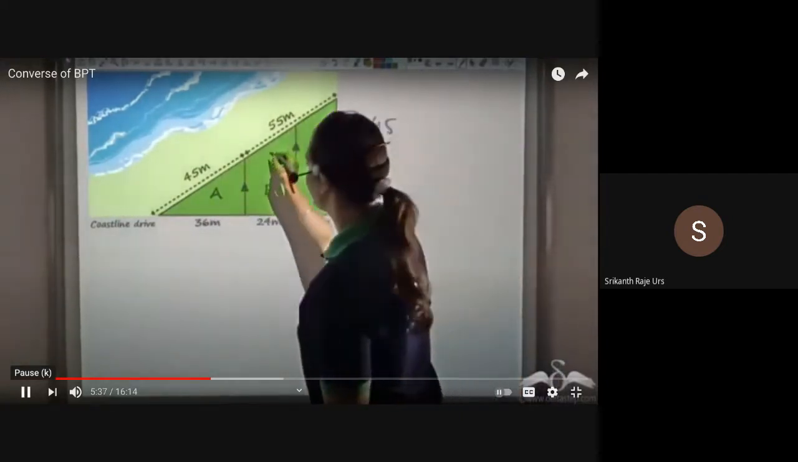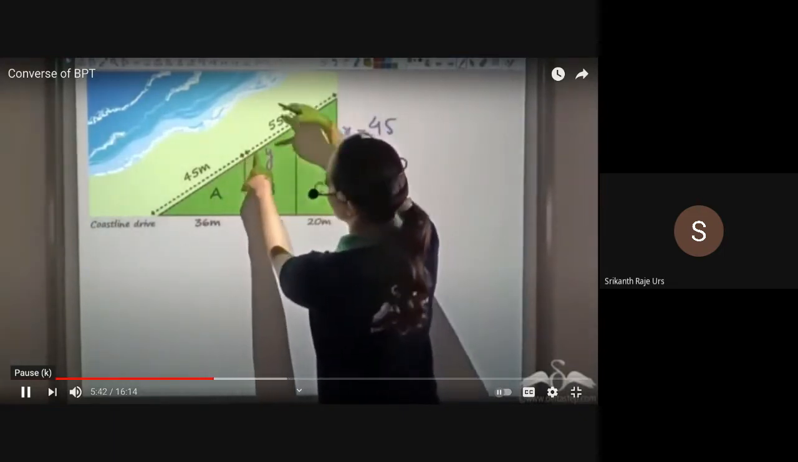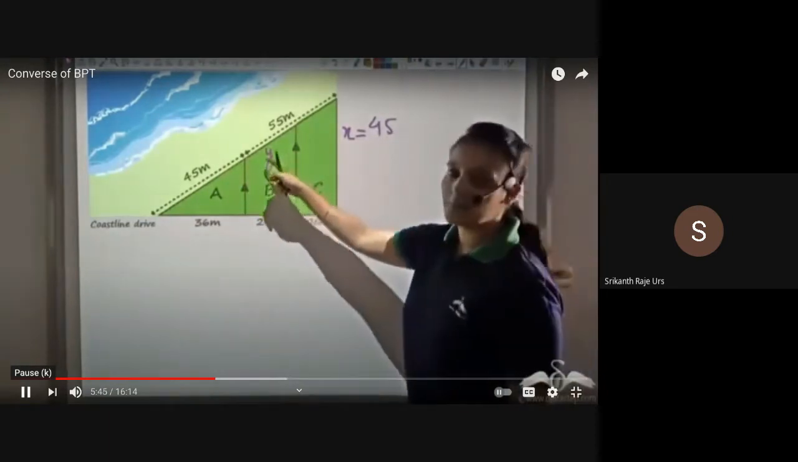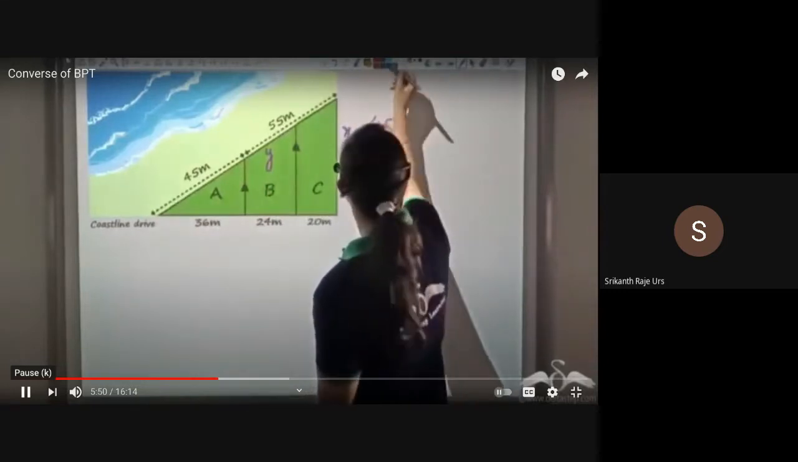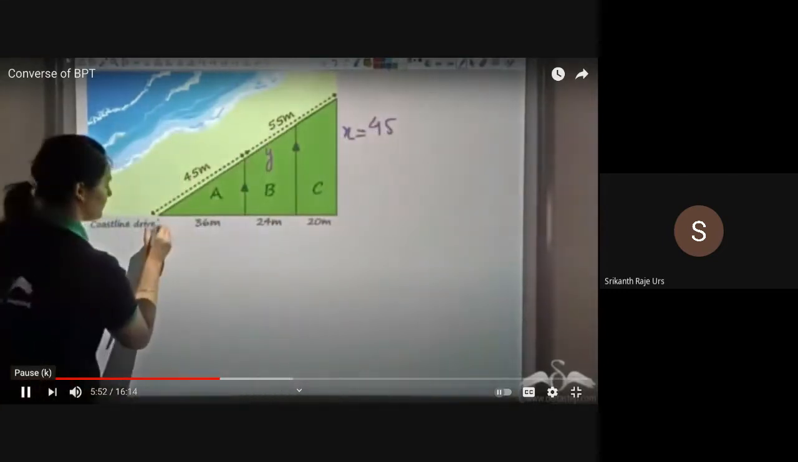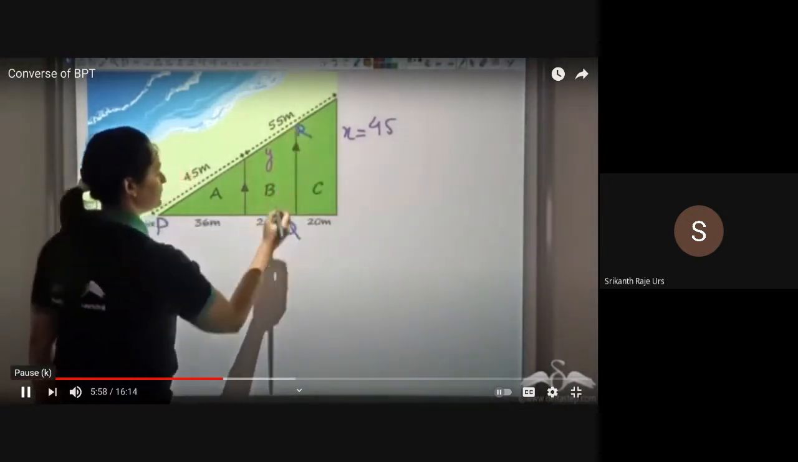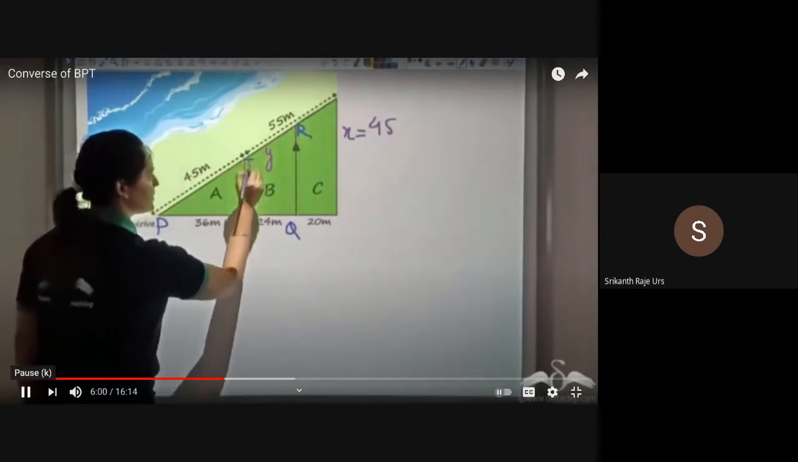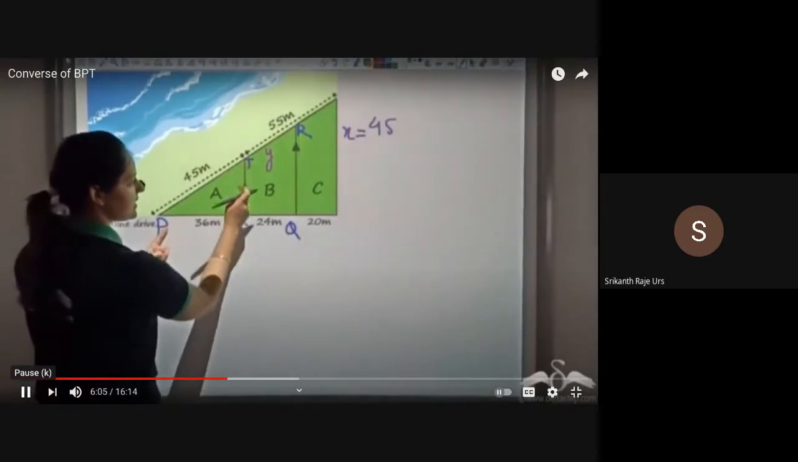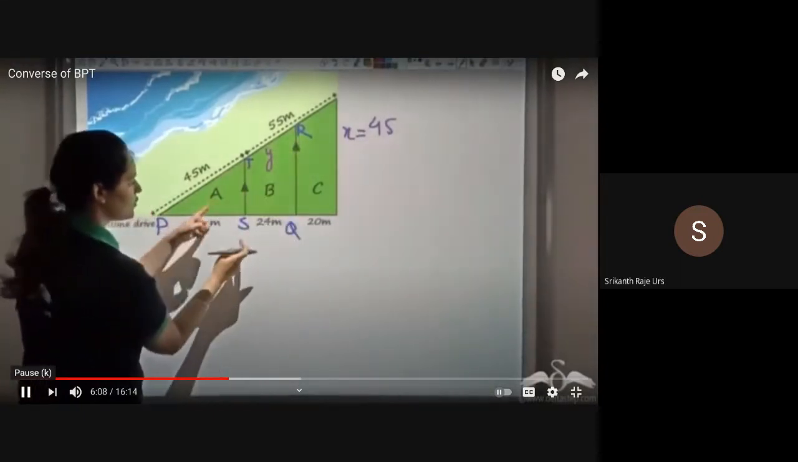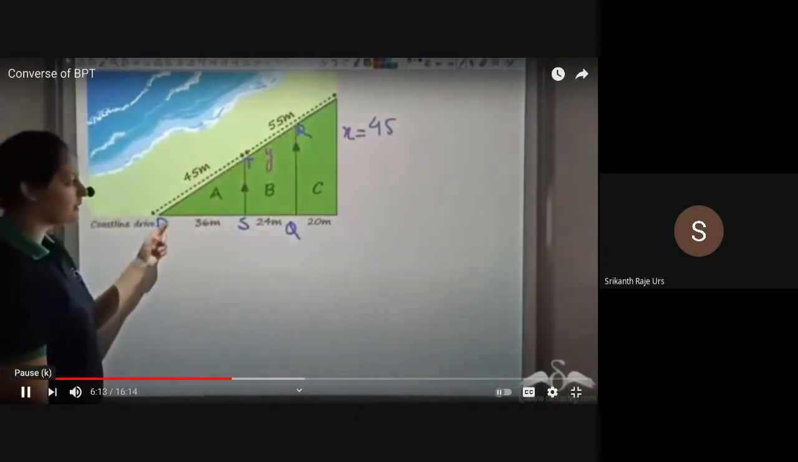Now what I need to find is Y, which is the distance along plot B, which is next to the ocean. Again, to find Y, I can apply BPT. Look at this small triangle. Let's name this triangle PQR, and let's say this side is ST. If I apply BPT in PQR, you can see that ST is parallel to QR. So PS by SQ should be equal to PT by TR.